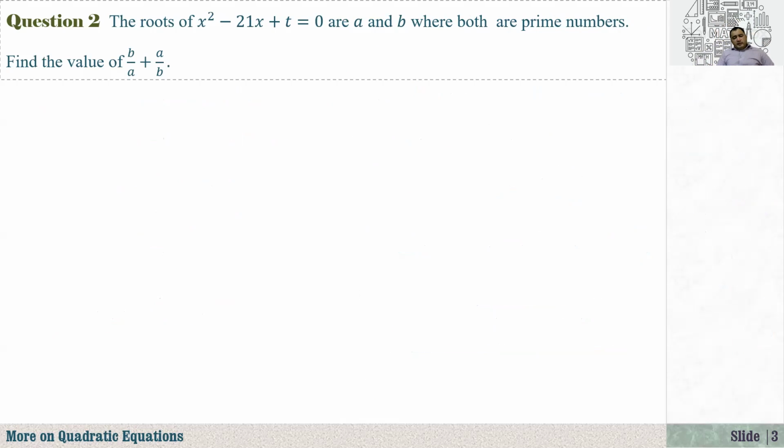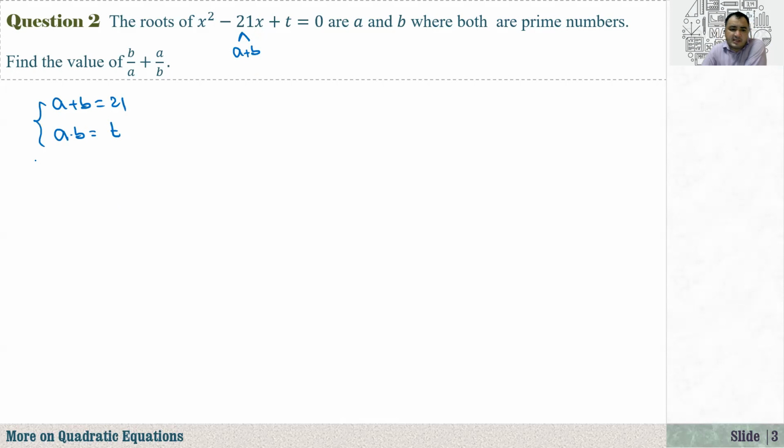In this question, the roots of x squared minus 21x plus t equals 0 are a and b, where both are prime numbers. Find the value of b over a plus a over b. Since they are prime numbers and these are the roots, this 21 should be equal to a plus b. So a plus b equals 21, and a times b should be equal to t.